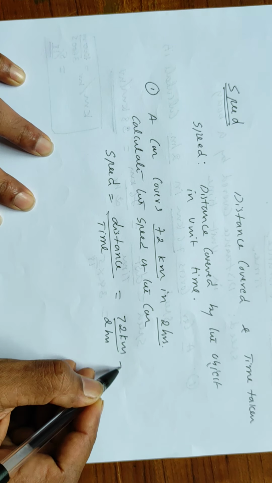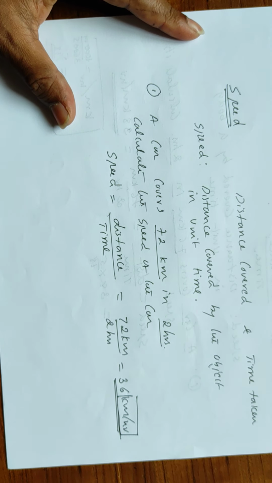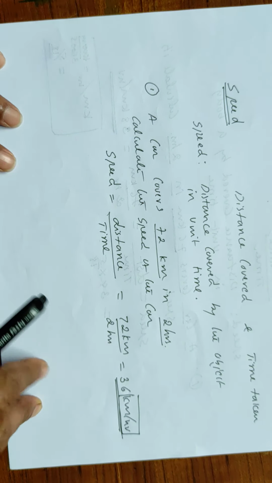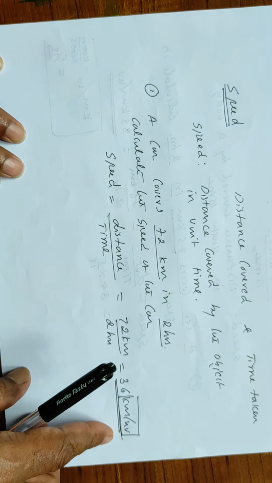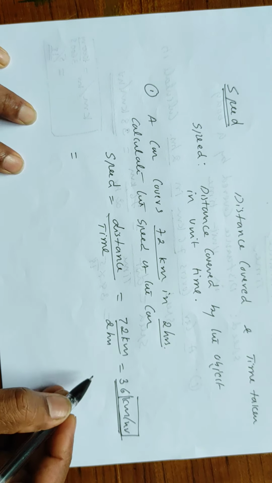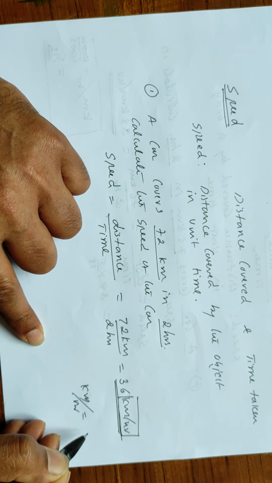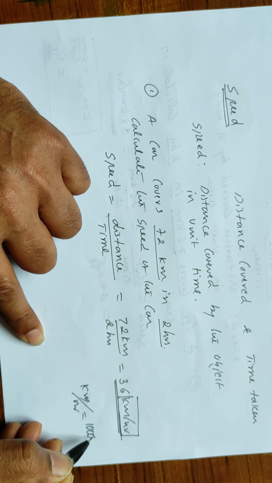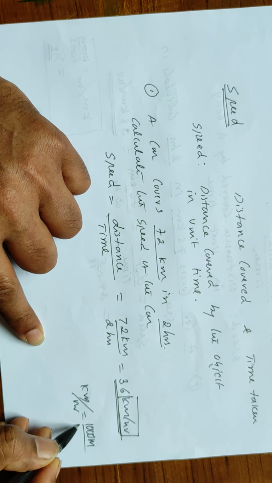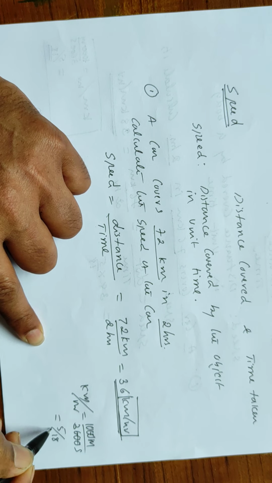Actually, the SI unit of speed is meter per second. Now, you have to convert this speed, which is in kilometer per hour, into meter per second. So, 1 kilometer per hour: 1 kilometer means 1000 meters, and 1 hour is equal to 3600 seconds. On simplification, you will get 5 by 18.